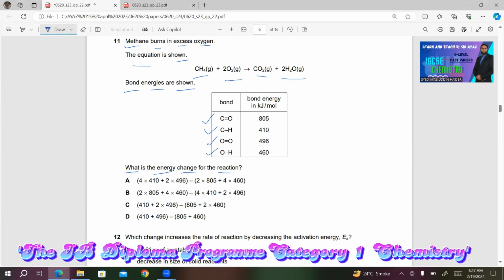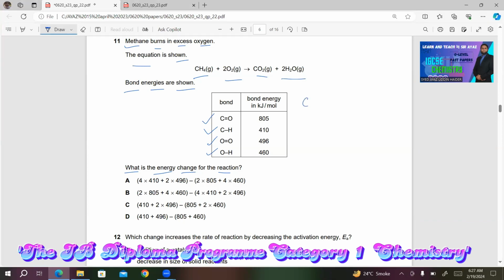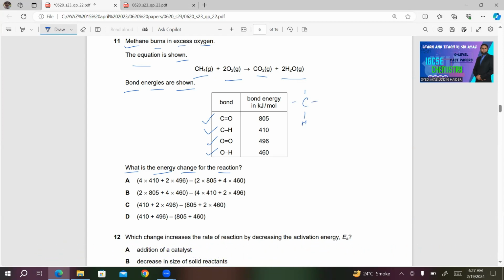For this, you need to draw the display formula for each of these molecules. CH4 is this. We have 4 C-H bonds in CH4, plus 2O2. We have 2 moles of O2, so O double bond O, O double bond O. This is the reactant side. Now the product side, carbon dioxide, CO2: O double bond C double bond O, because we have 1 mole of carbon dioxide. And then we have 2 moles of water, H2O, so H bond O bond H, H bond O bond H.